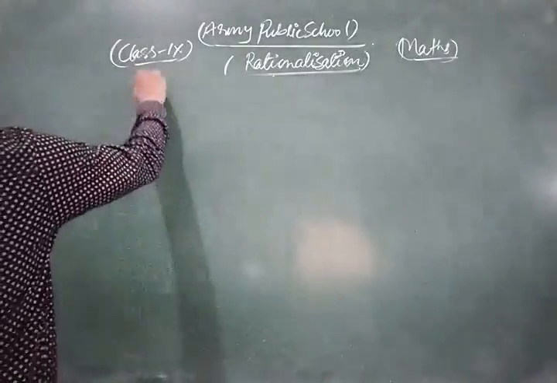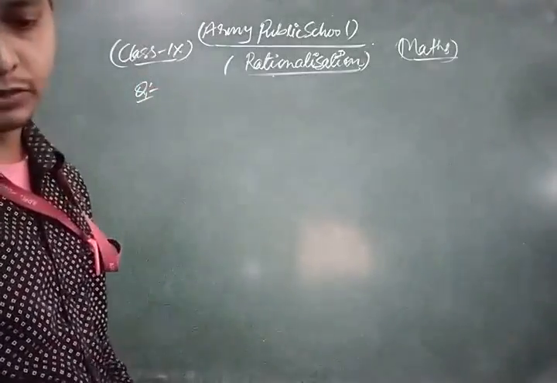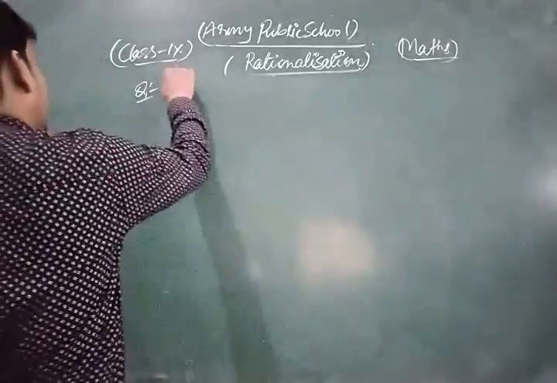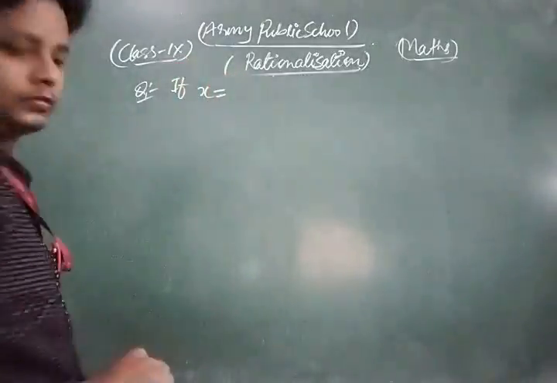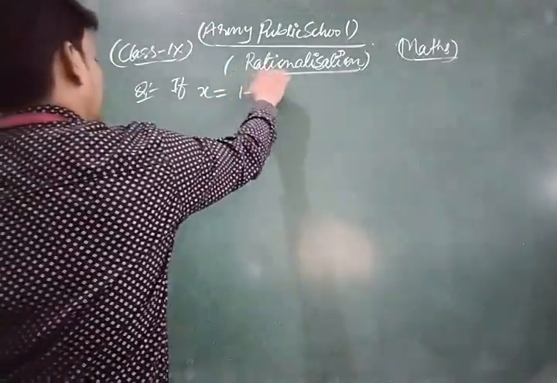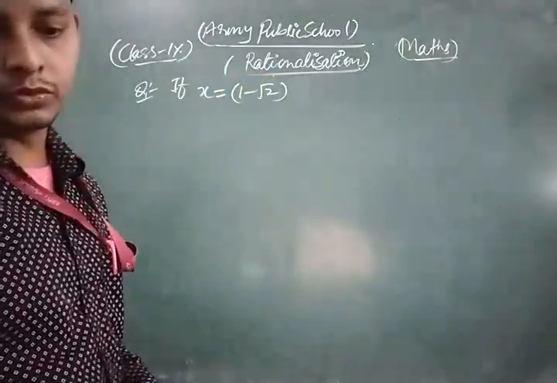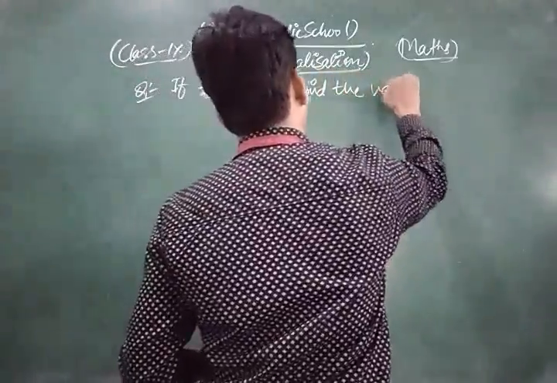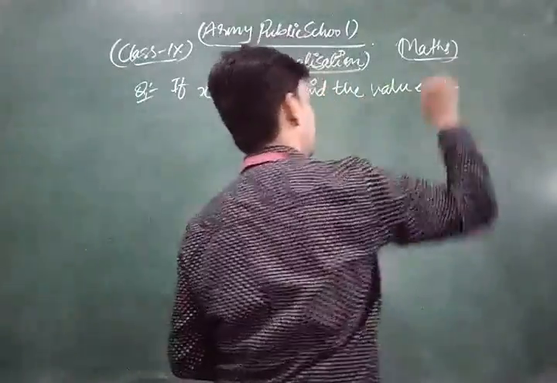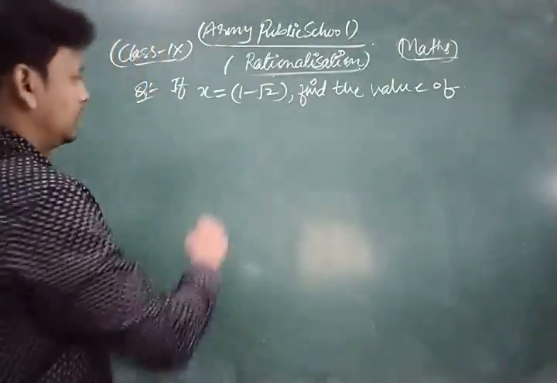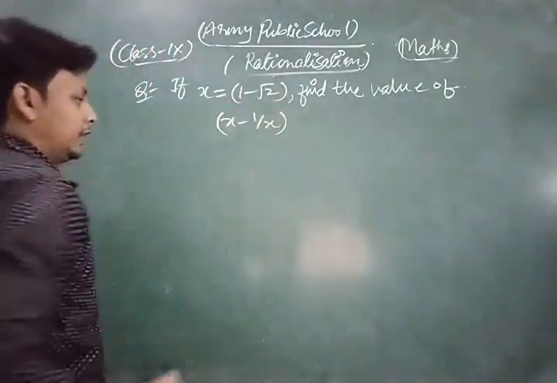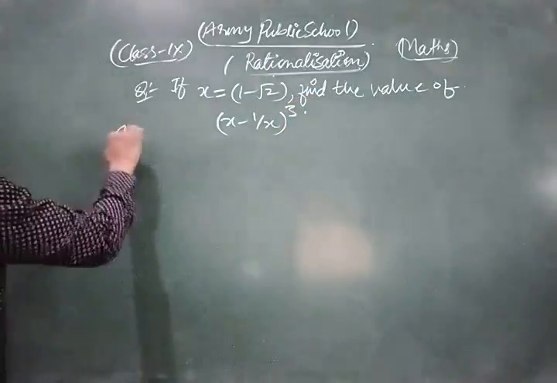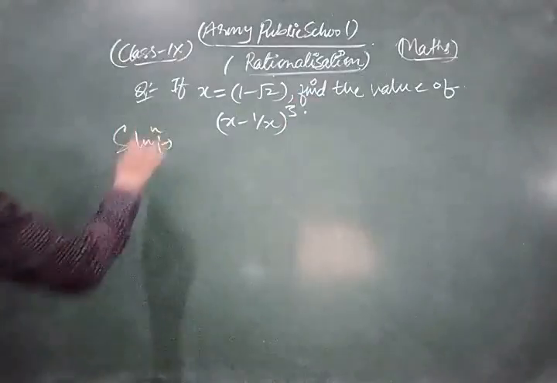Now we take a very important question of your syllabus, and your question is, if x is equal to 1 minus under root 2, find the value of x minus 1 upon x whole power cube. Now look at the solution.